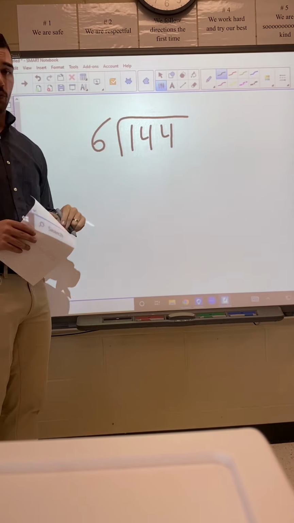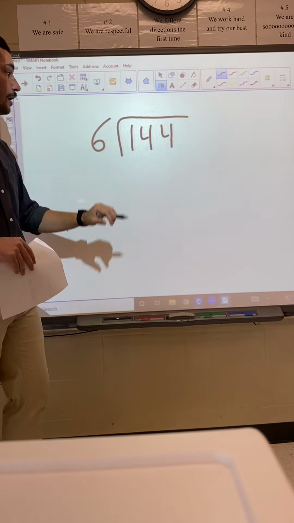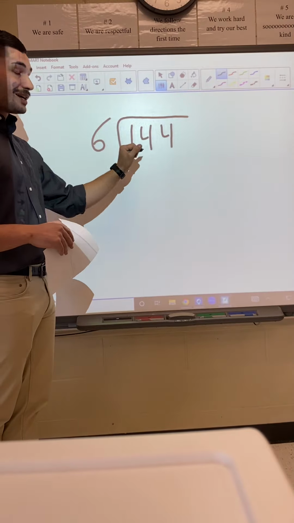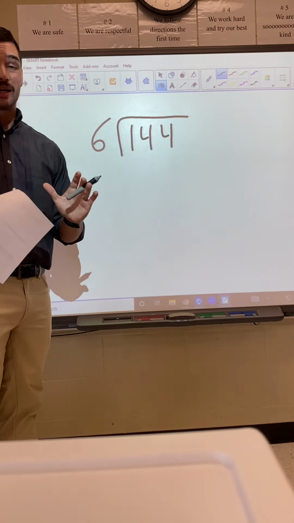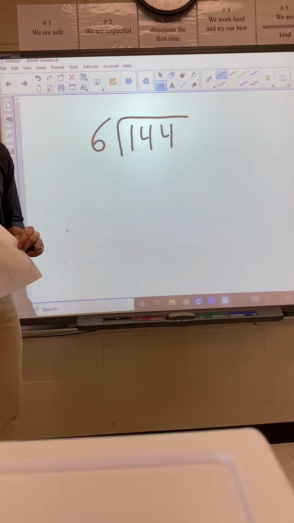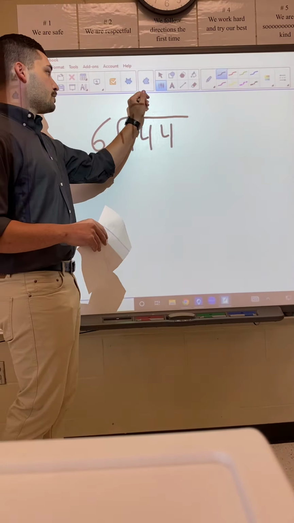Can 6 fit inside of 1? No, it can't fit. So now we're looking at our next chunk. Can 6 fit inside of 14? Yes. How many times can we fit 6 inside of 14? I agree with 2. So I'm going to put my 2 on top.